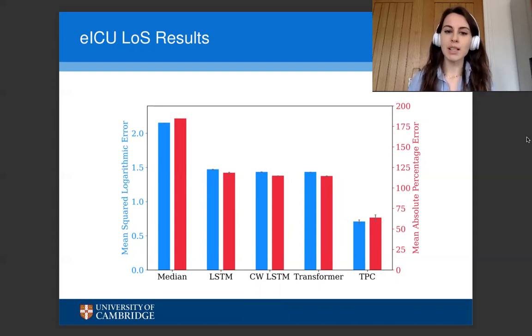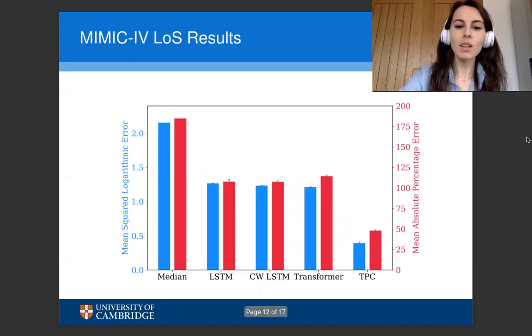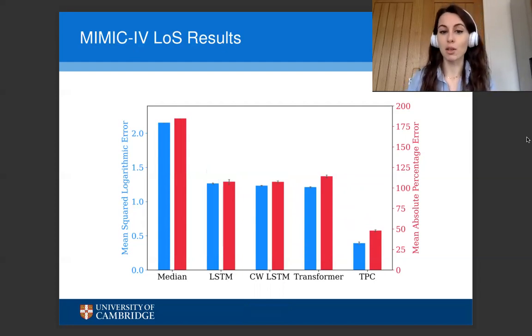And the next three are baselines, which have been shown to perform well in the literature, but our TPC model does significantly better than all of these methods. And this impressive performance is repeated on the MIMIC4 dataset, except that the performance boost is even more profound here.